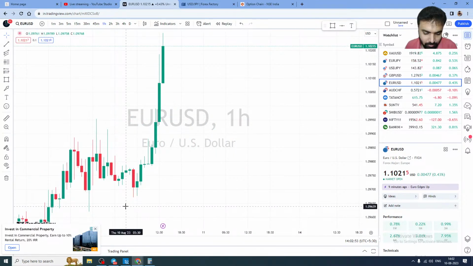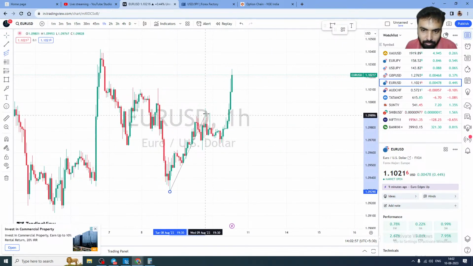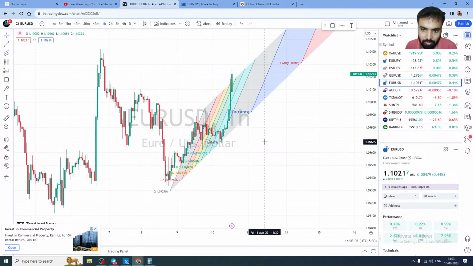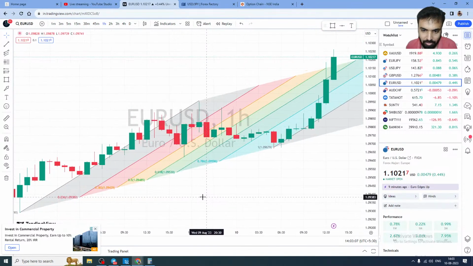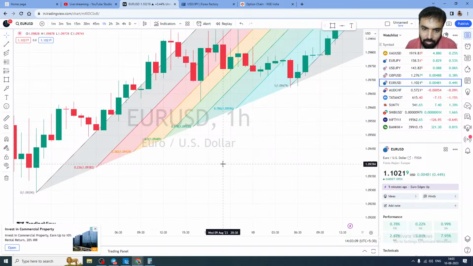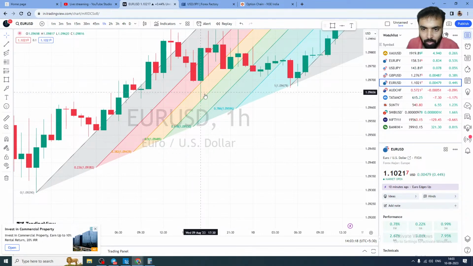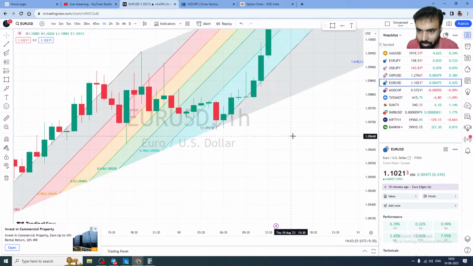Let's take the recent one. From here to here, from here to here. So you can see the levels: 50, 0.618 and 0.7. You can modify this also. 0.618 is a golden level. So whenever it touches that level, you can look for buy or sell, depending upon the trend.